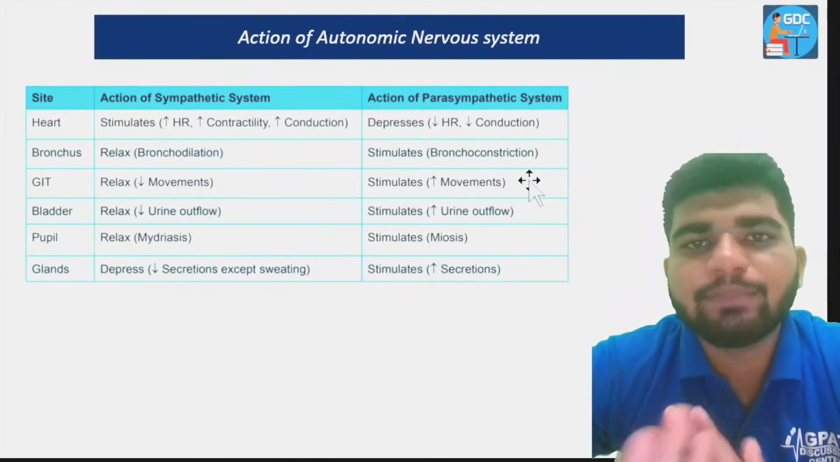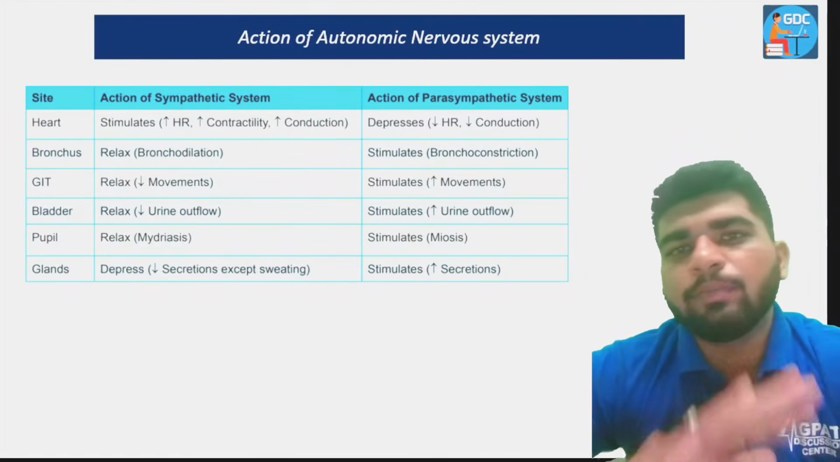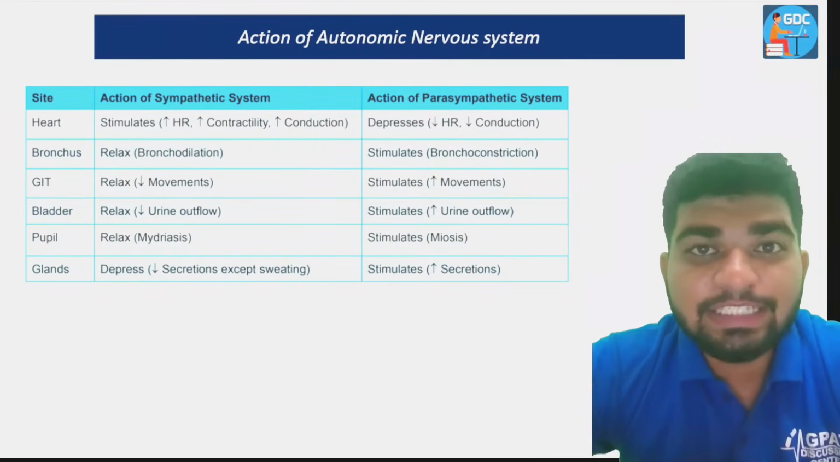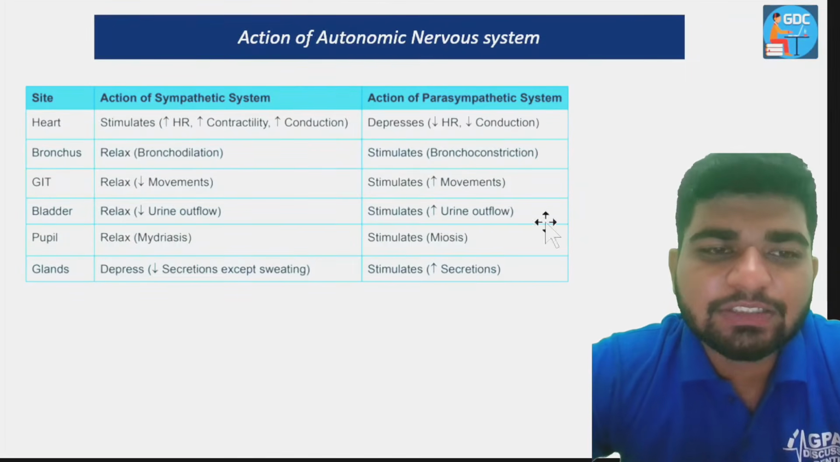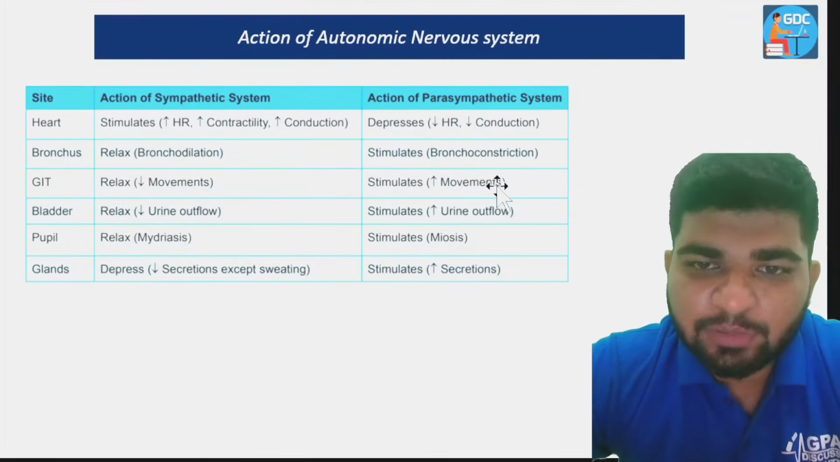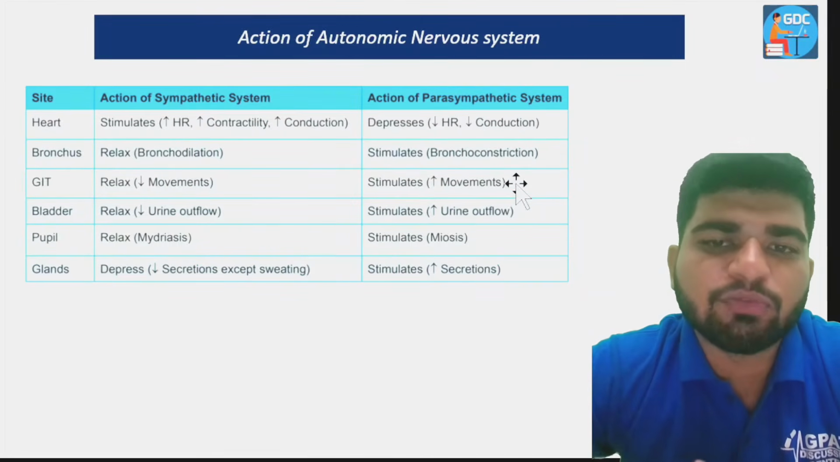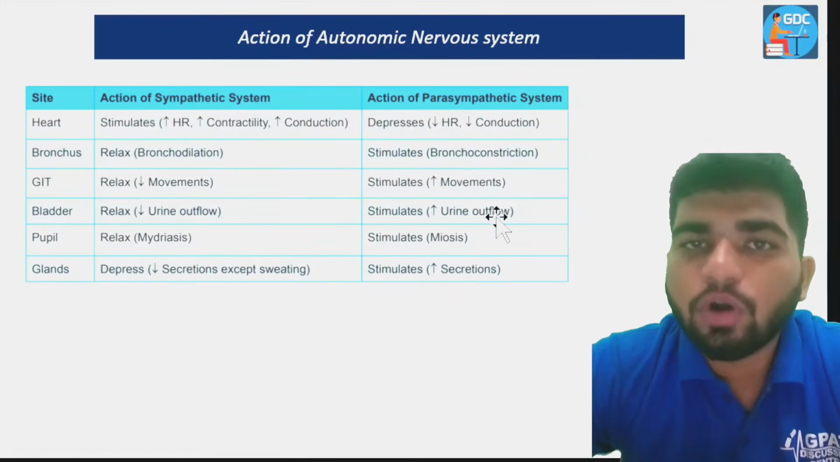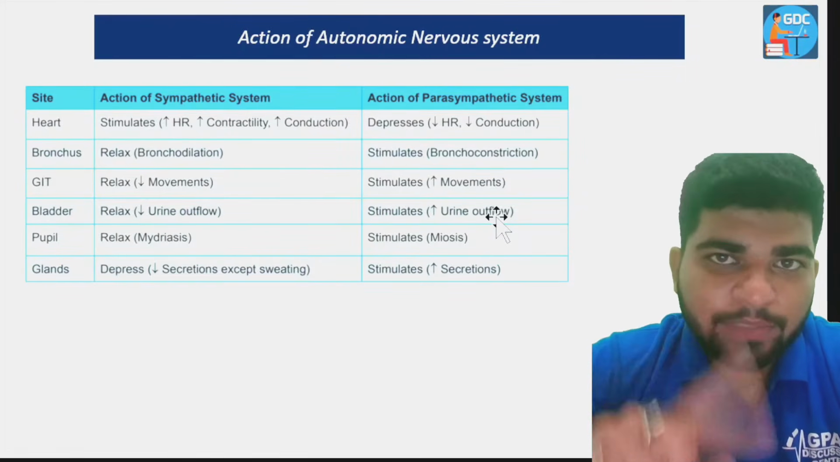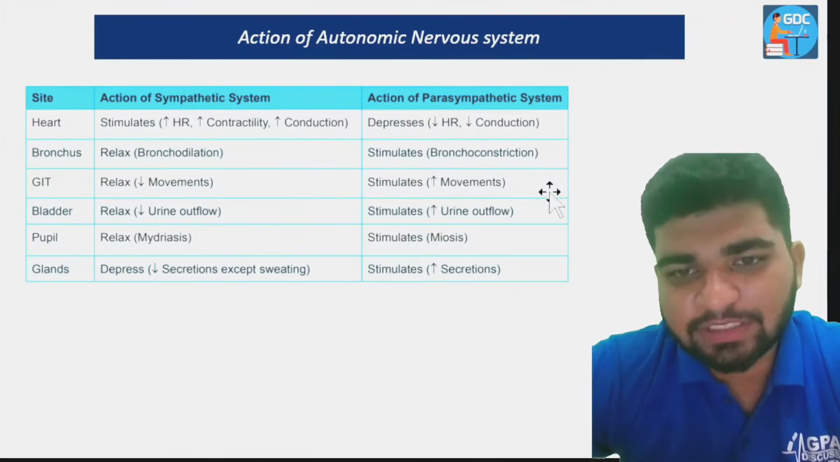But at the time of the parasympathetic nervous system, you are taking lots of water, you are lying on your bed, and ultimately you will get a signal through your urethra that you need to pee, right? So the stimulation in the GIT, that is peristaltic movement or the defecation movements, is increased. In the same way, the bladder urine outflow also increases. The number one and number two also increase at the time of the parasympathetic nervous system.